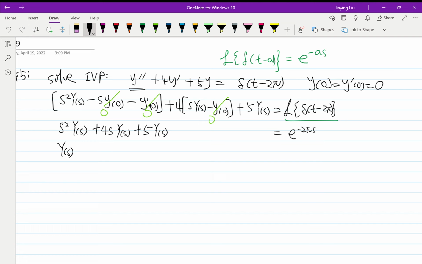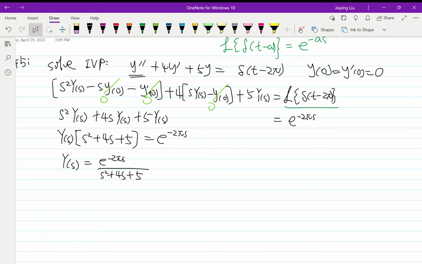On the left side, capital Y of s times s squared plus 4s plus 5 equals e to the negative 2 pi s. And we're going to divide by the bracket on the left. Capital Y of s equals e to the negative 2 pi s divided by s squared plus 4s plus 5. And then we can go from here. So I'm going to rewrite this because the exponential expression e to the negative 2 pi s really doesn't get involved with the fraction that we need to focus on. So times 1 over s squared plus 4s plus 5.